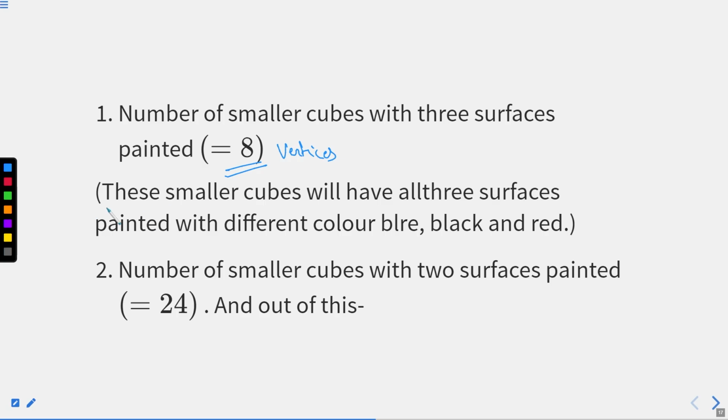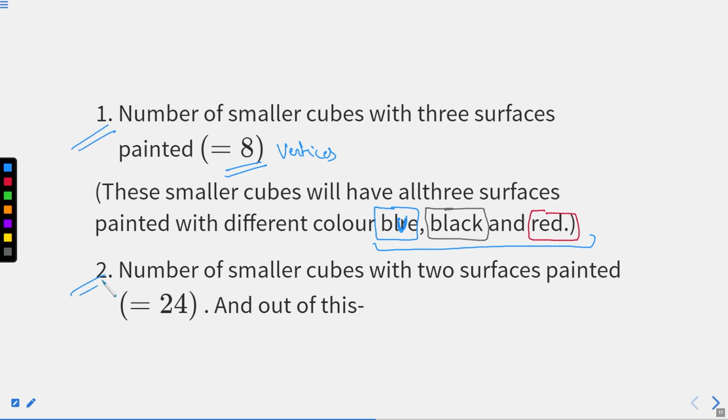Now, these smaller cubes will have all 3 surfaces painted with different colors. That is, this will be blue, black and red. What will it be? Blue, black and red. I hope this part is clear. If I have to represent, this is with blue, this is with black and this is with red. All 3 colors. I hope you are clear with this. Okay, this is the first part.